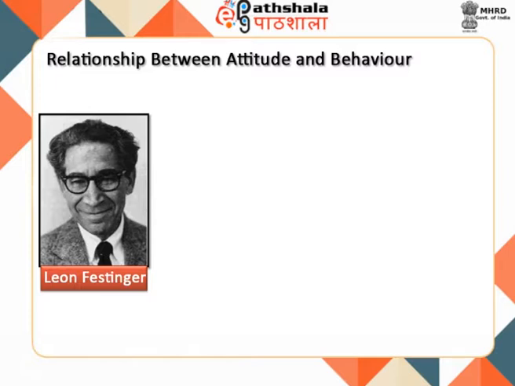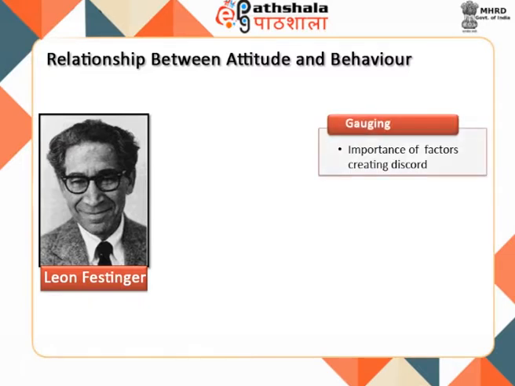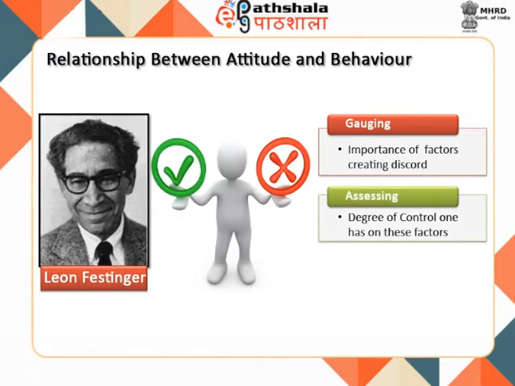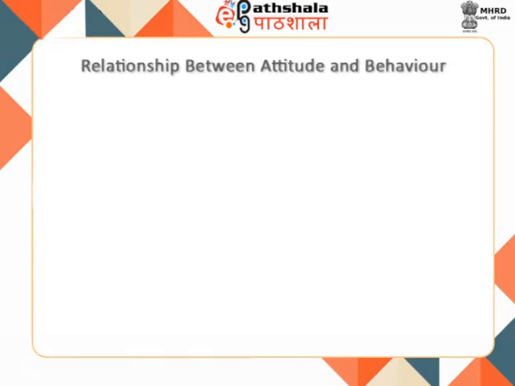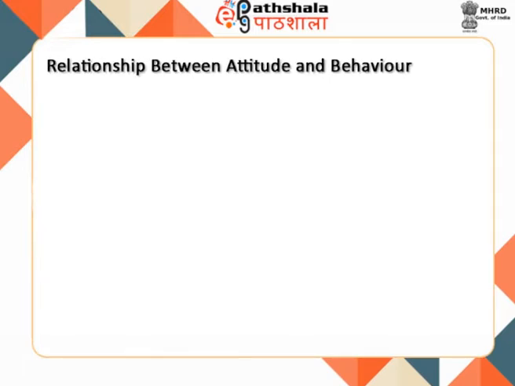Tackling such discords and minimizing them can be done in three ways as proposed by Festinger: gauging the importance of the factors which are creating discord, assessing the degree of control the individual thinks he or she has on the factors creating discord, and the incentives of acknowledging the discord or dissonance. The three propositions can be explained with the help of an example. Firstly, gauging the importance of the factors which are creating discord.